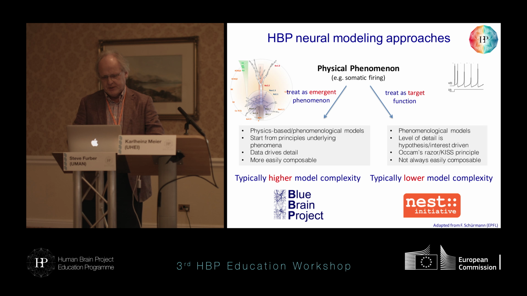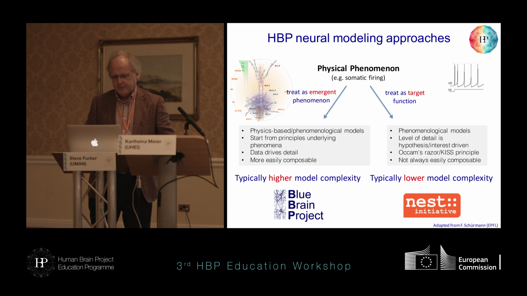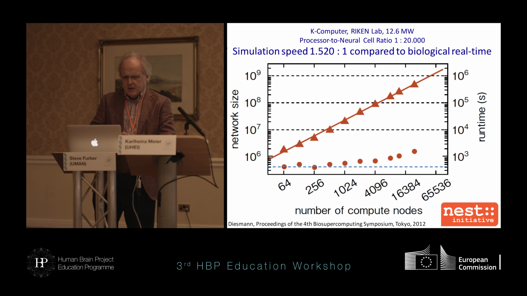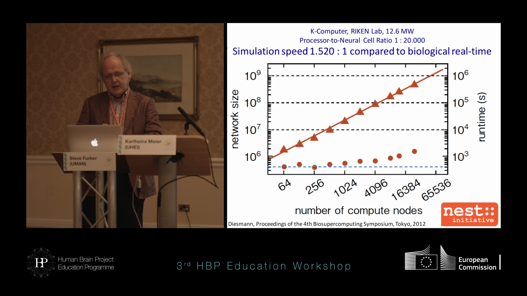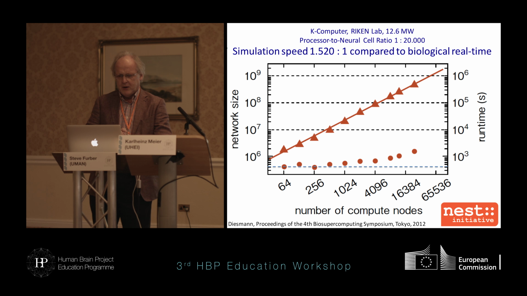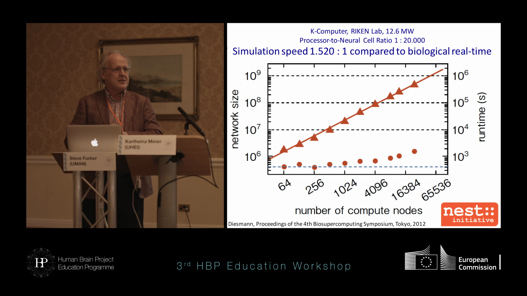Composability sometimes suffers as a result of this. But there are these 2 approaches you'll see in different sub-projects within HBP itself. And what you can get with these, this example is work done by Marcus Diesmann at Jülich, and he was using the K computer at Riken in Japan, which is not a small computer. It's 12.6 megawatts of compute. I don't know where it is on the top 500 list. I think it was the top initially, wasn't it?